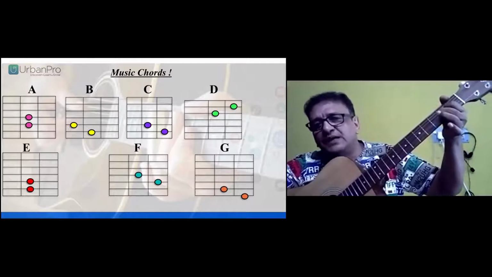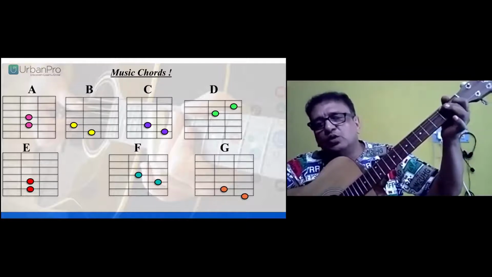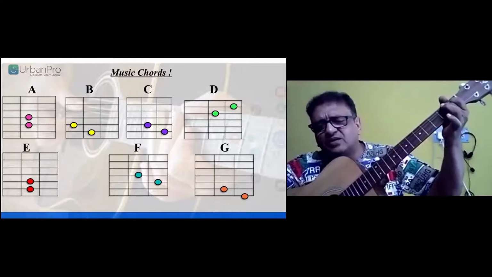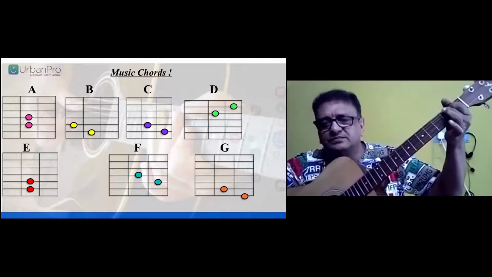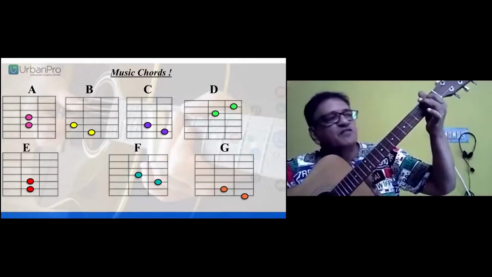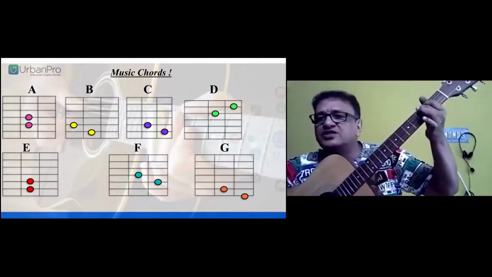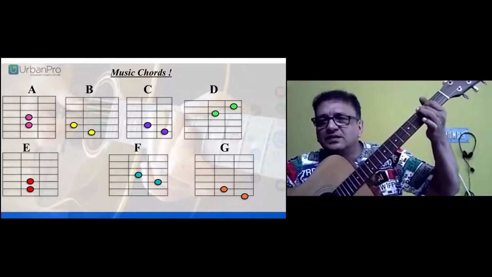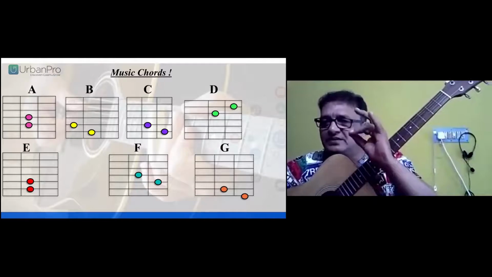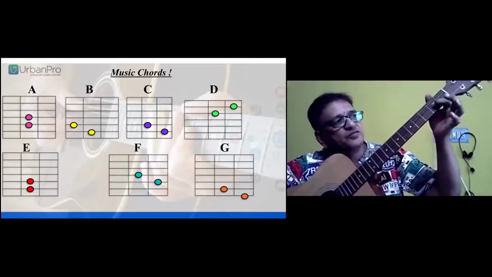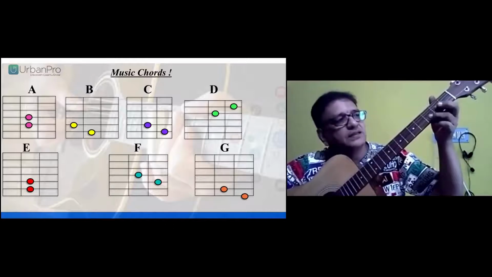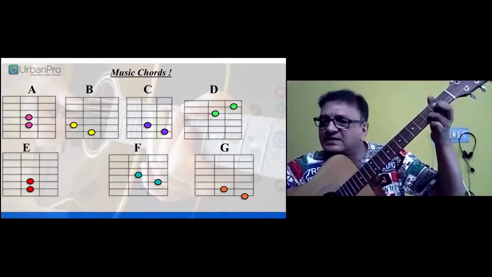Then for the B, you would hold down the second fret of the fifth string and the first fret of the fourth string. Then you slide that whole shape one fret up, you get C. Then for your D, you use your first and third finger. The first finger holds down the second fret of the third string and the third fret of the second string.